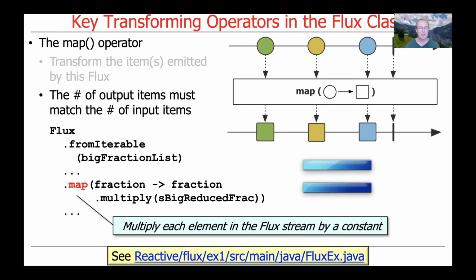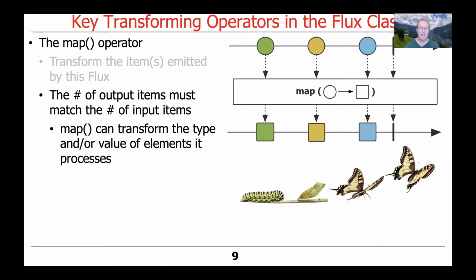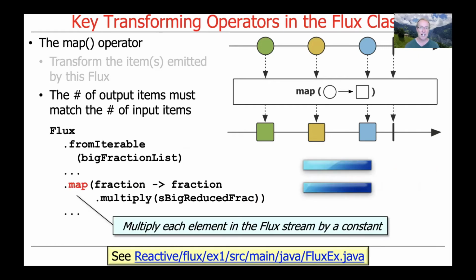Here's a little code snippet we'll take a look at when we get to the case study at the end of this lesson. This code snippet takes a BigFraction list and uses the fromIterable factory method operator to turn that into a flux stream, and then it applies the map transforming operator to multiply each fraction in the stream by a big reduced fraction. Keep in mind again that map can transform the type and/or the value of the elements that it processes. In the example we just looked at, we're only transforming the value, not the type.